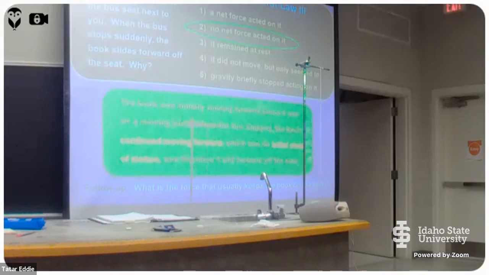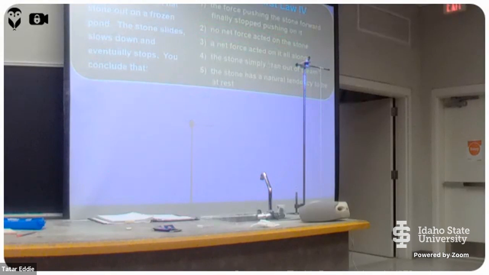So, a follow-up question. What is the force that usually keeps the book on the seat? Well, usually there is sufficient friction, so even if the bus stops suddenly or accelerates fast, the friction holds it. You see? Okay, let's go to the next one.